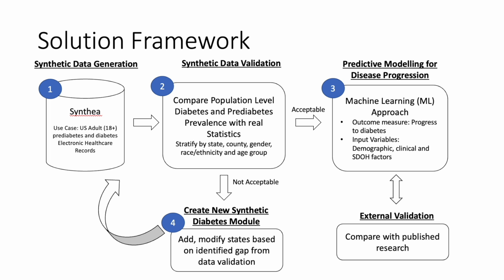If the validation results are acceptable, we next use the validated synthetic dataset to create a predictive model for disease progression. If the validation results are not acceptable, we move to component 4 to create a new diabetes module that could produce more realistic synthetic data. Once a new diabetes module is created, the process moves back to component number 1 to produce a new set of synthetic data.